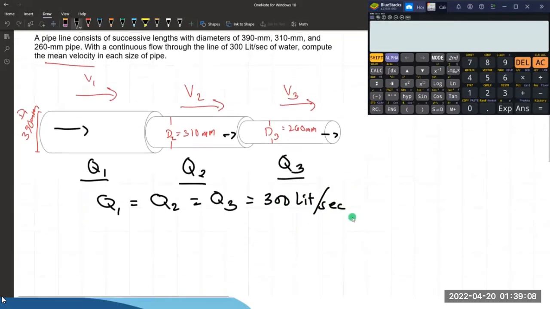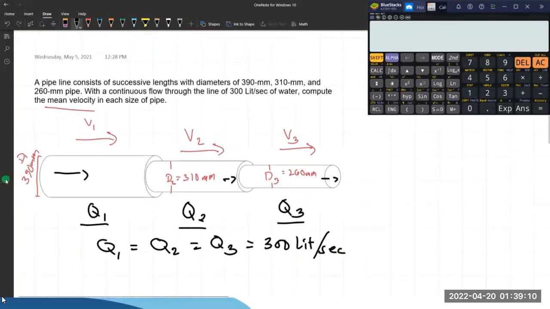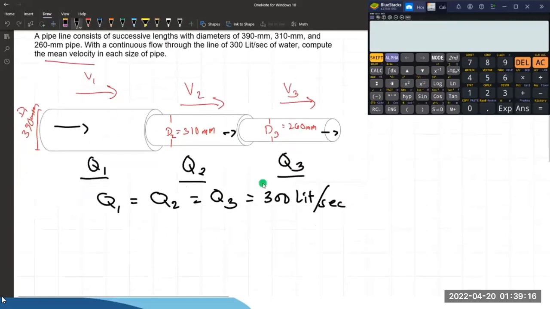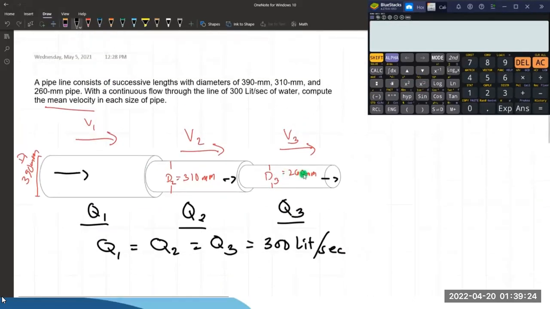Okay, so given the diameters of each pipe, we can determine the cross-sectional area, and we can also determine its mean velocity on each pipe. After that, we can compare how proportionate the velocity is with respect to the cross-section.